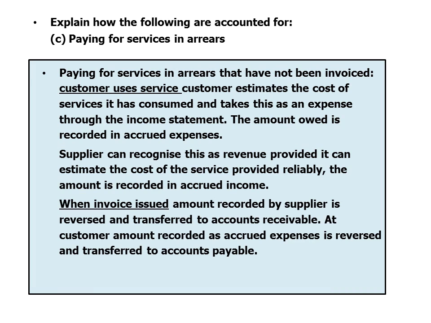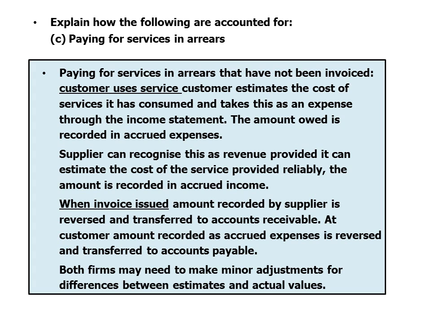When the invoice is issued, the amount recorded by the supplier in accrued income is reversed and transferred to accounts receivable. The customer's amount recorded as accrued expenses is reversed and transferred to accounts payable. It may be necessary to make minor adjustments at both firms for differences between estimates and actual values.